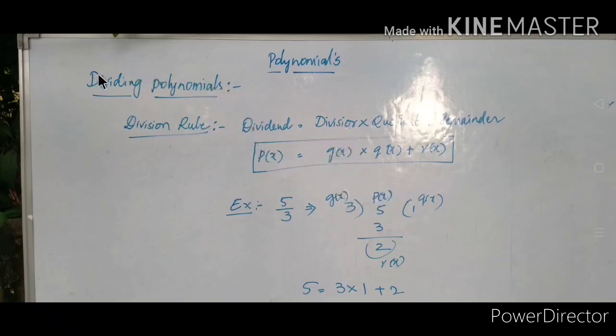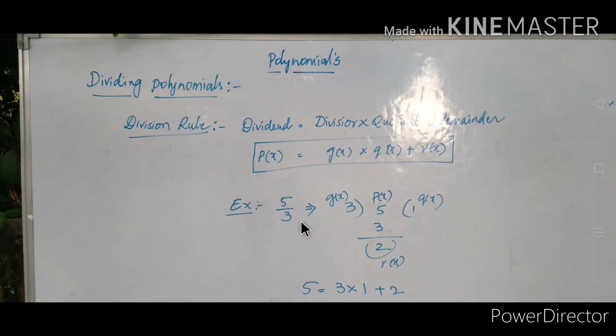Today we are going to discuss dividing a polynomial. We already know the division rule from our earlier classes. Dividend is equal to divisor into quotient plus remainder. Here dividend is p of x, divisor is g of x, quotient is q of x, plus remainder is r of x.